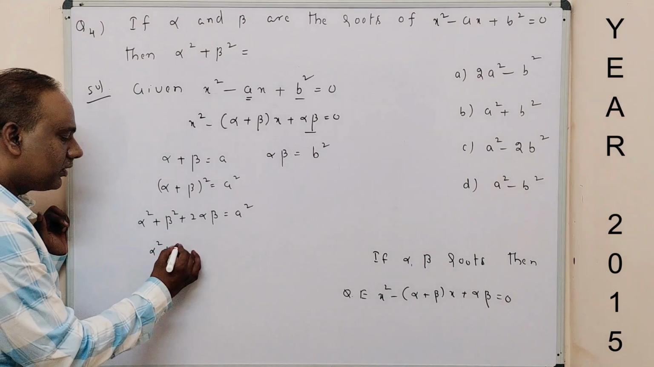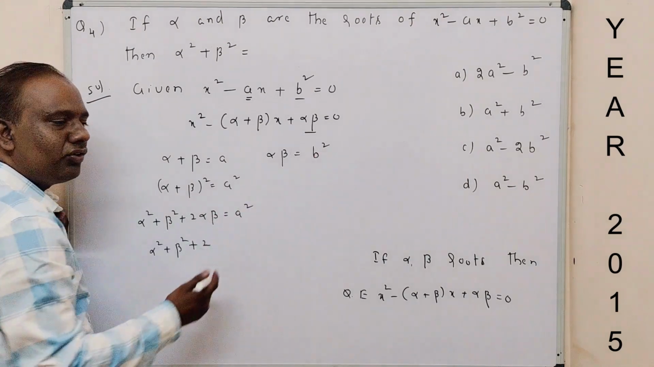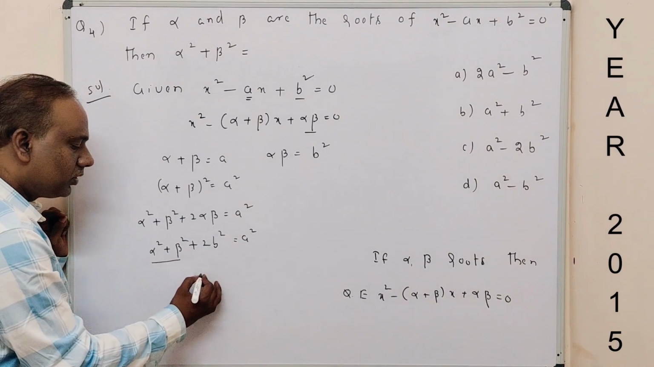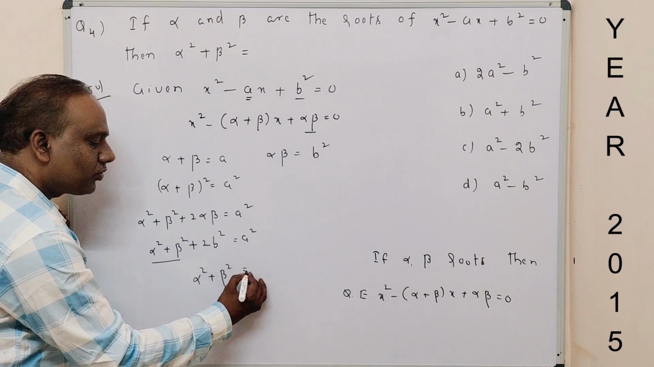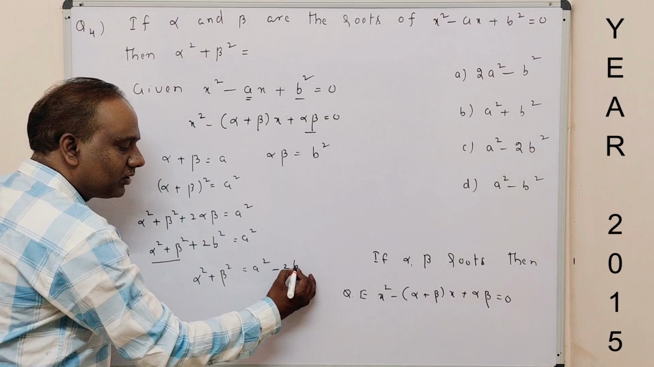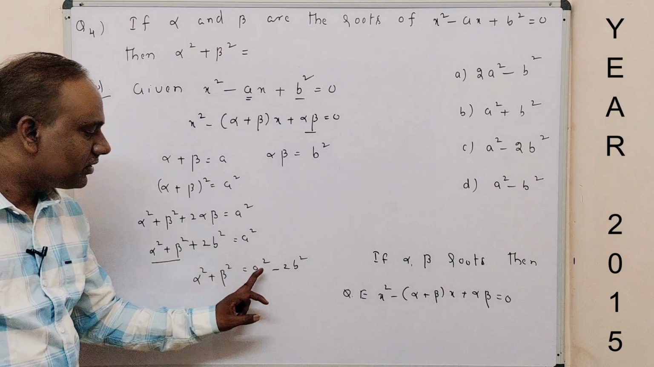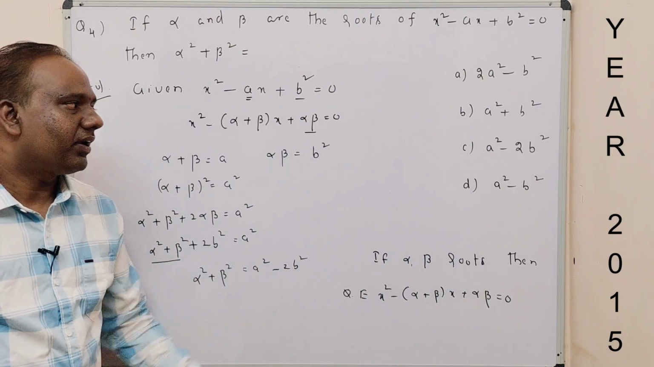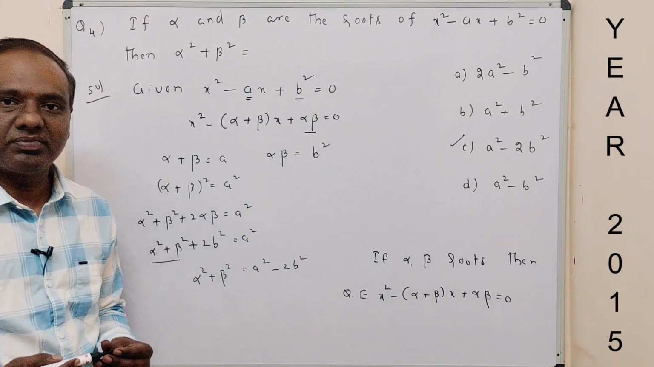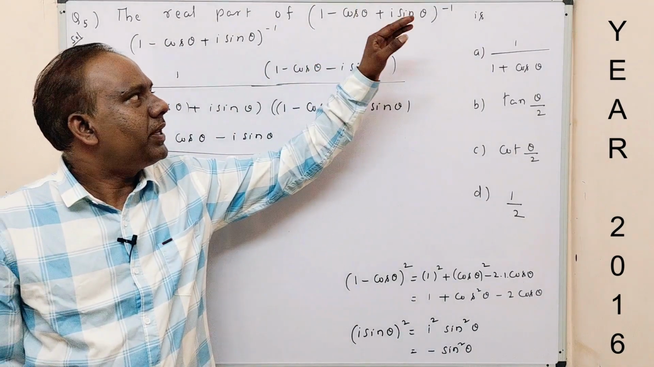Now we need actually this value. So alpha square plus beta square plus 2 alpha beta. Now alpha beta value is b square, is equal to a square. Now we need this value. So alpha square plus beta square is equal to a square minus 2b square. Now take the right side. So minus 2b square. So alpha square plus beta square value is a square minus 2b square. So here option C is the correct.